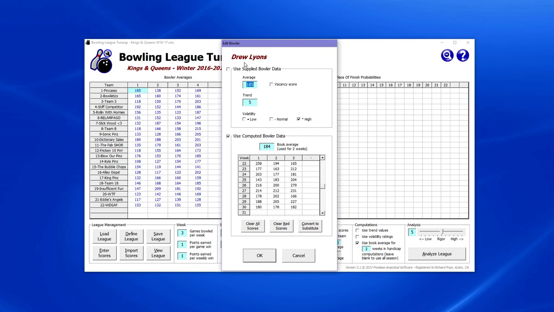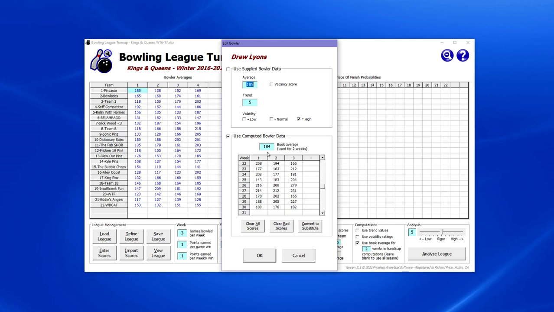If we click on the first bowler on Team 1, we can see this is Drew Lyons, and we can see down in the grid all 30 weeks worth of scores for Drew are included here. We can actually see Drew didn't start the league until week 3, and so they used the league's vacancy score for the first 2 weeks. And we can see that Drew missed the first game of week 15, but otherwise he bowled a full season.